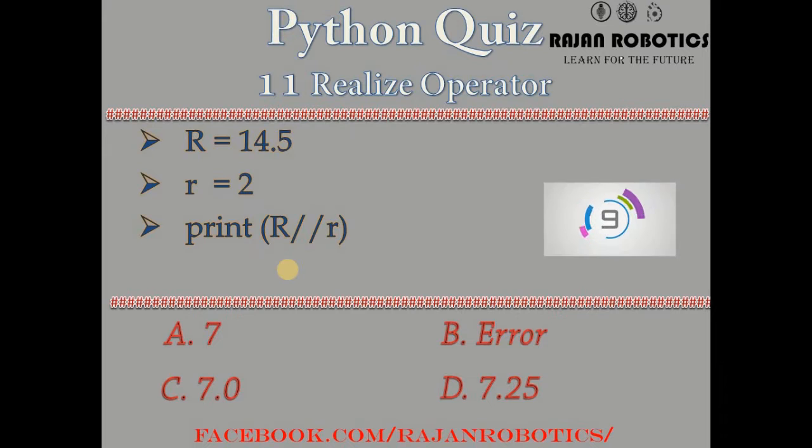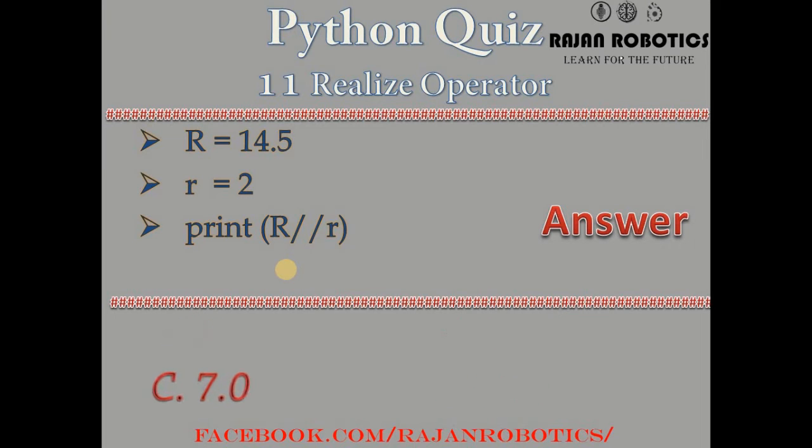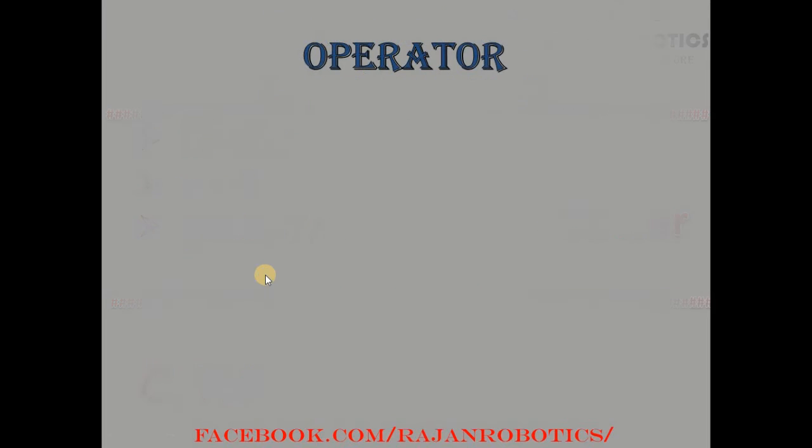Yes, I hope you have guessed the answer, and the answer for today's question is option C, 7.0. Now, we have already discussed earlier what this floor division means, right? In our previous quiz, you can find that link on top of this video, and this is called floor division. The main purpose of floor division is so we can get the quotient.